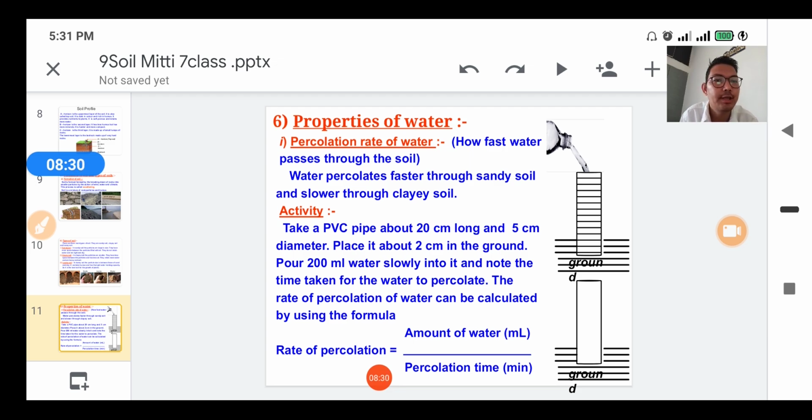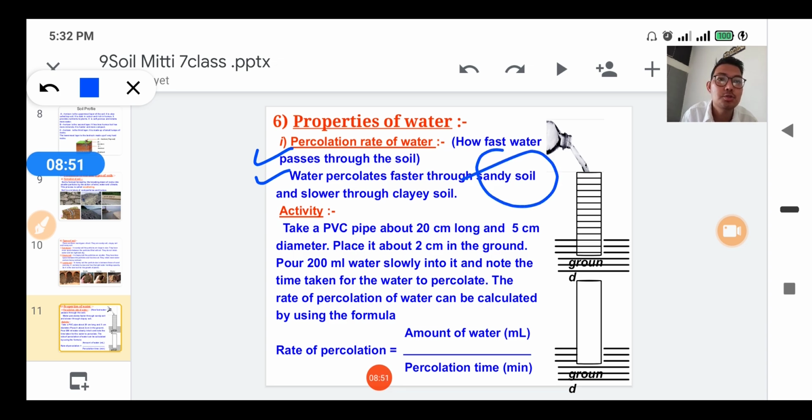Now we will discuss properties of water. Under this we will study percolation rate of water. Percolation rate means how fast water passes through the soil. If the water percolates faster, then we say that the soil is very porous, and normally sandy soil shows faster percolation of water. But in clay soil the percolation rate is very less.